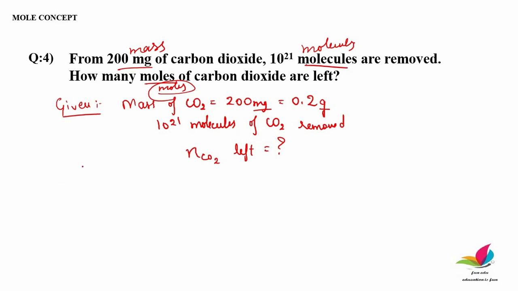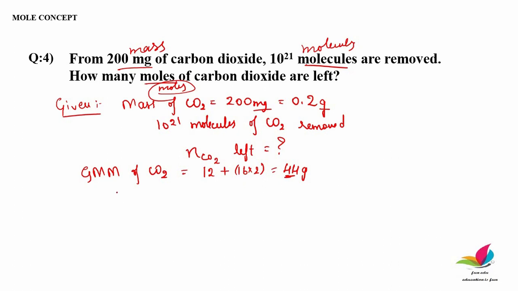So now let's start solving the problem. So first of all we should know the gram molecular mass of carbon dioxide. So gram molecular mass of carbon dioxide is how much? It is 12 plus 16 into 2, that is 32. So it will be 44 gram.